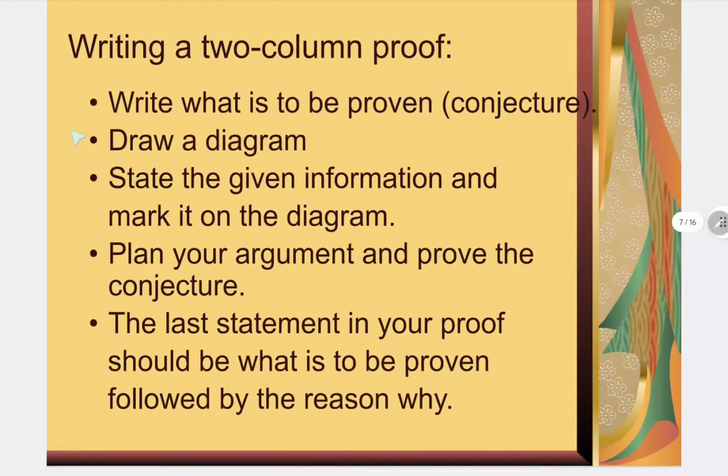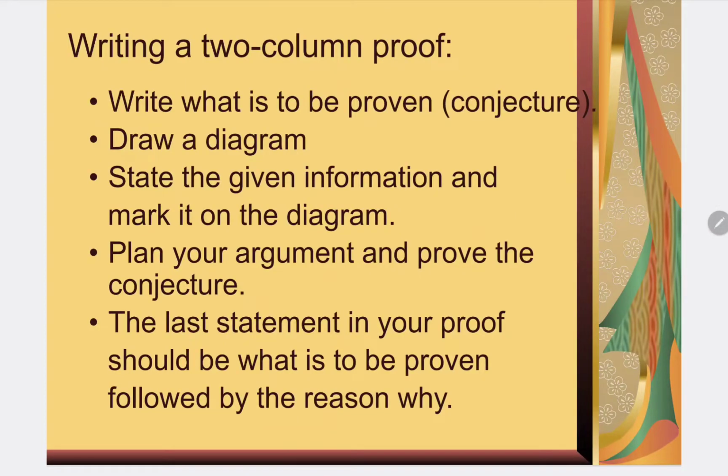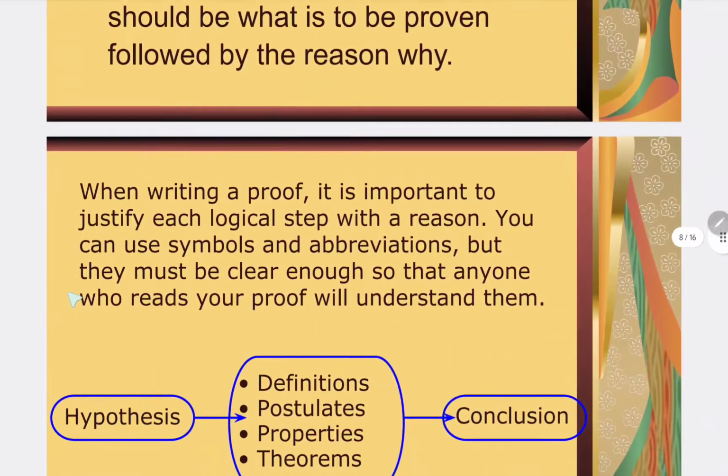Okay, your steps for writing a two-column proof. You want to write what is to be proven, draw a diagram if needed, state the given information and mark it on the diagram, plan your argument and prove the conjecture. The last statement in your proof should be what is to be proven, followed by the reason why. So once you write that final statement, you should not be writing additional statements.